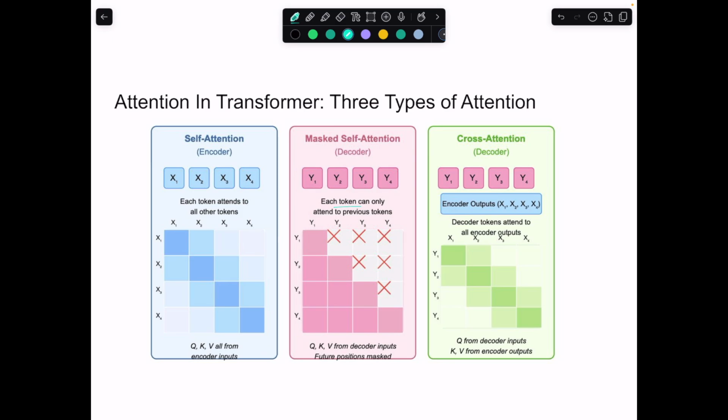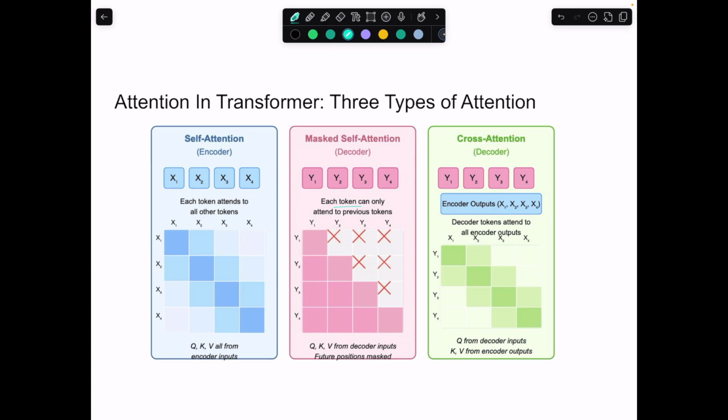There are, on a high level, 2 types of attention. One is self-attention, the other is cross-attention. Within self-attention, the encoder directly used self-attention, while the decoder used masked self-attention. The difference between self-attention and masked self-attention is that for a decoder, you don't want it to see the future tokens or calculate attention weights for future tokens because it's not available.